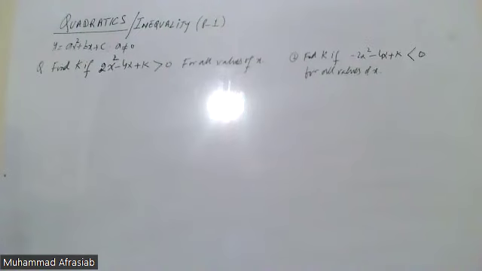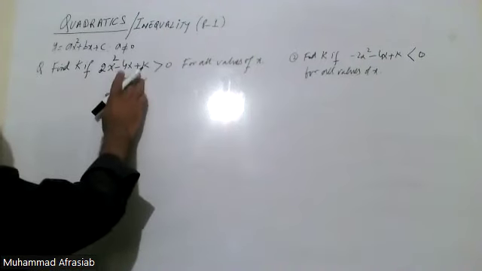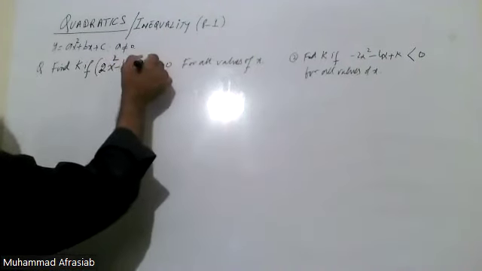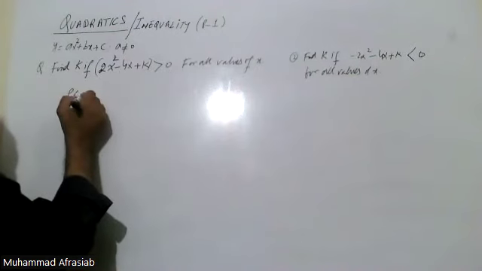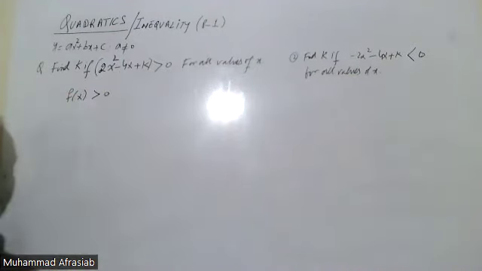In this question number 1, find the k if 2x square minus 4x plus k is greater than 0 for all values of x, and you are going to find out the value of k there. As it is mentioned in the question, this whole function, let's say it is f of x, and that thing is greater than 0 for all values of x. Whatever the value of x you put in it, it will be greater than 0 there.